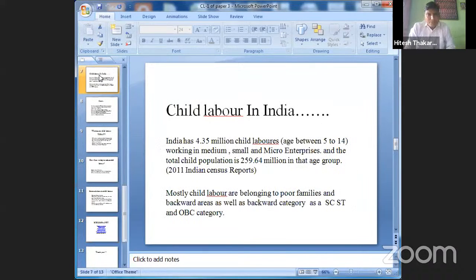Child labor in India. India has 4.35 million child laborers aged between 5 and 14 years, working in medium, small, and micro enterprises, and the total child population in that age group is 259.64 million. This information is from the 2001 Indian Census report. Mostly child laborers belong to poor families and backward areas, as well as backward categories such as SC, ST, and OBC.